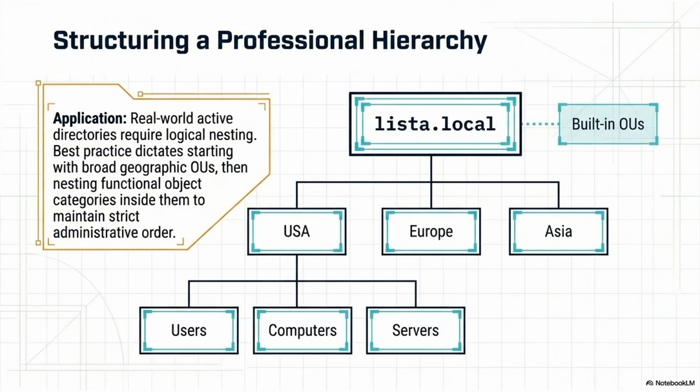Right. After this, you have to structure a professional hierarchy. Okay, so this is the professional hierarchy that we spoke about. In the real world, Active Directory requires logical nesting, like I spoke about. Best practice dictates starting with the broad geographical OUs, which would be like the continents, and then nesting functional object categories inside them to maintain strict administrative order. So this is how the hierarchical structure will look.